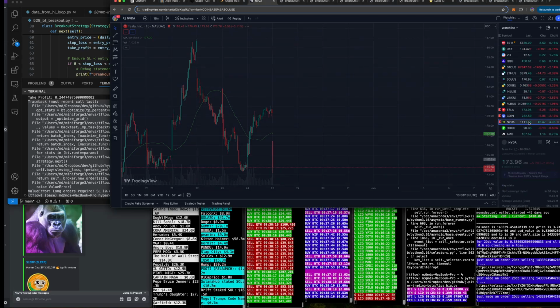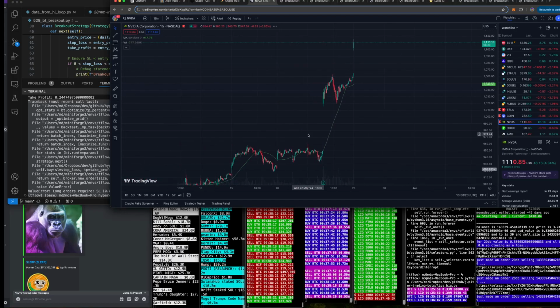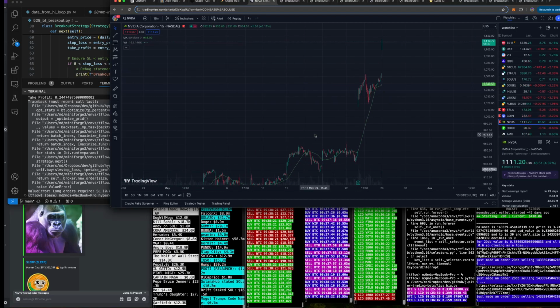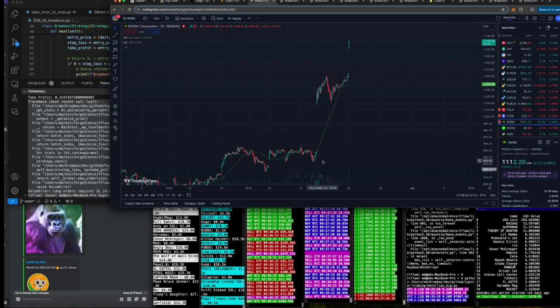NVIDIA going crazy, dude. Holy smokes. Look at these gaps, B.